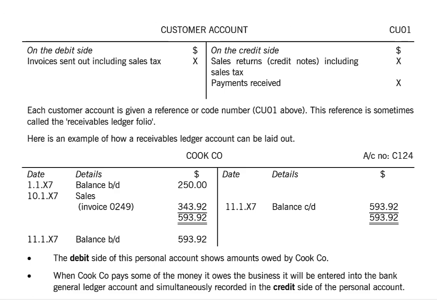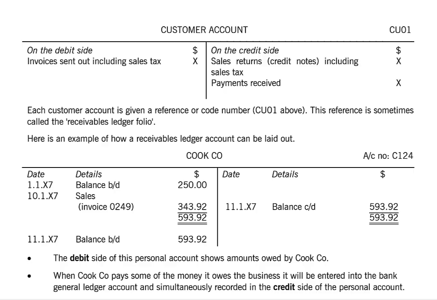3. Always link receivables ledger to general ledger. In exam explanations, say, the receivables ledger contains individual customer accounts, while the general ledger contains the trade receivables control account, which is the total. Entries should be reflected in both.